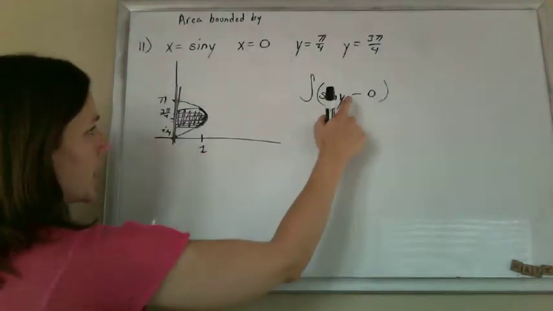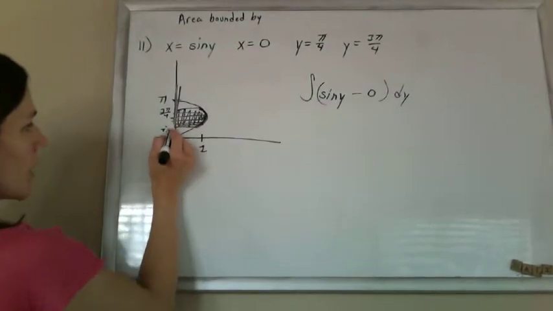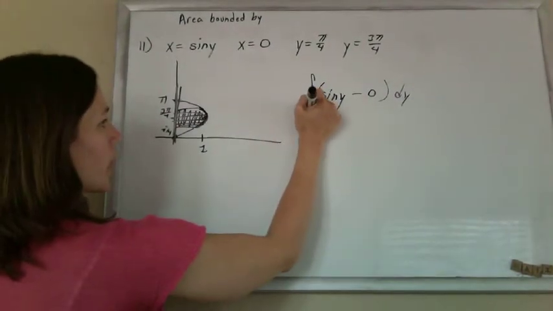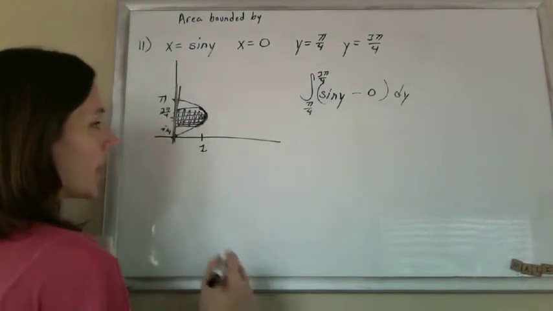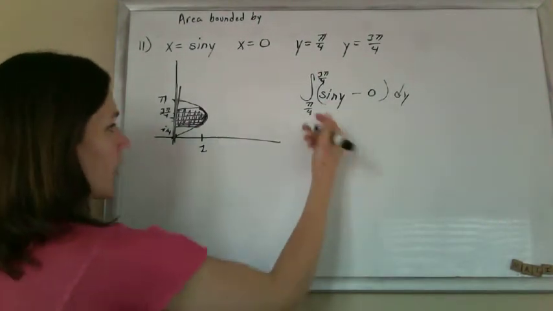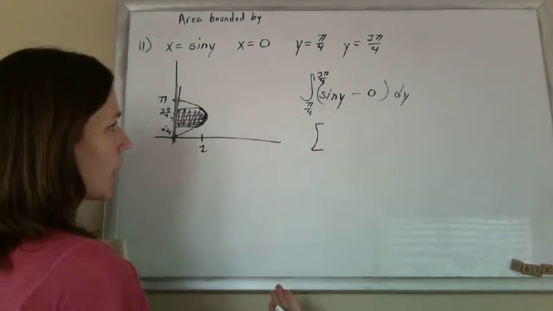And because this is in y's, our limits are in y's, so we're going from pi fourths to 3 pi fourths. And we're good to go, because we can take the antiderivative now. That's our setup for the area. Now all we have to do is evaluate it.